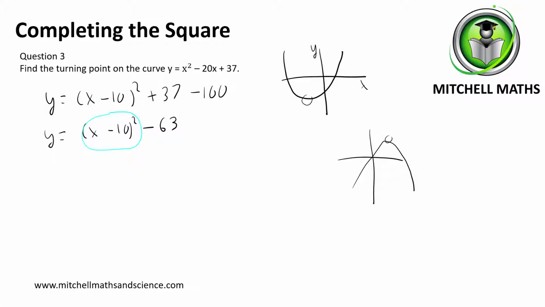Therefore, I want to make this bracket equal to 0. And the value of x I need to make this bracket equal to 0 is 10, because 10 minus 10 is 0. 0 squared is 0. Therefore, x will equal 10. And when x equals 10, when this bracket is equal to 0, y is equal to minus 63. So if I write that as a set of coordinates, it would be 10, minus 63 would be the turning point.